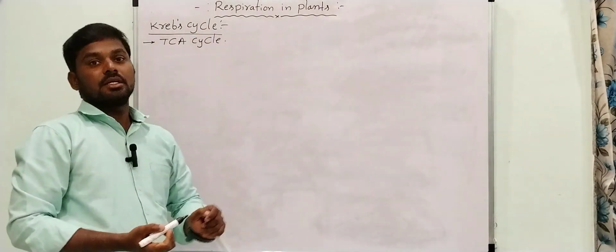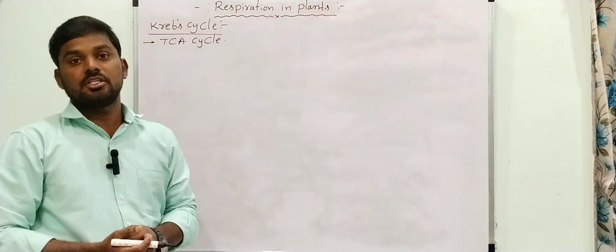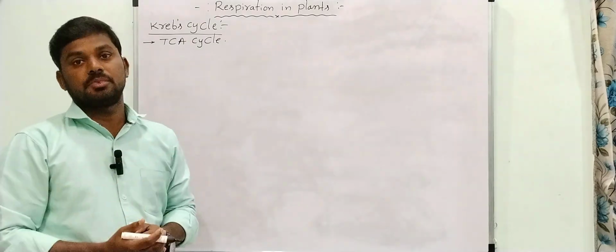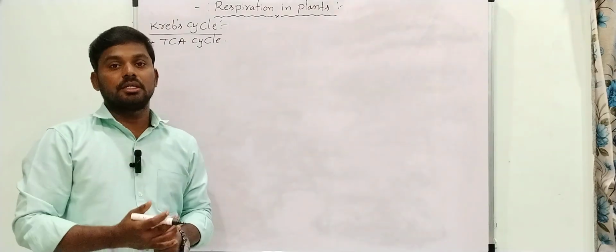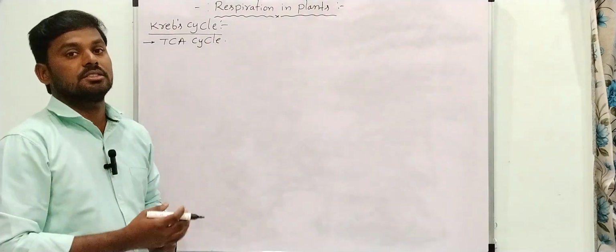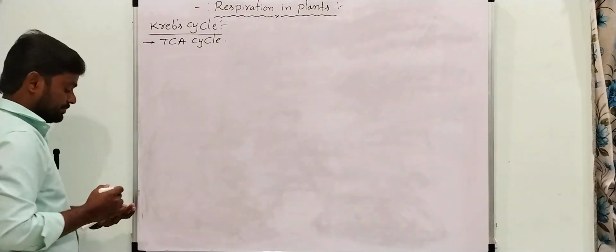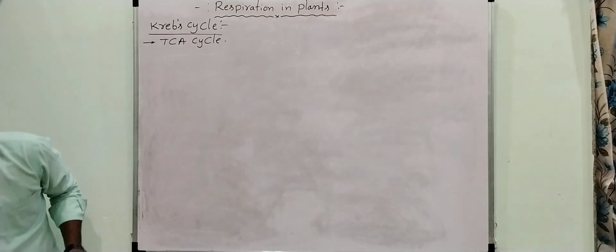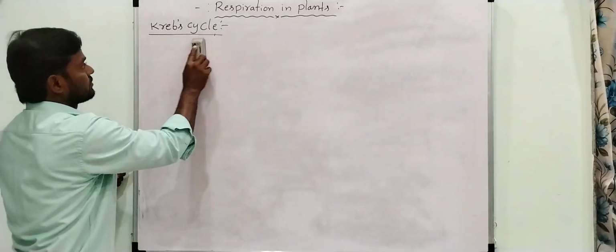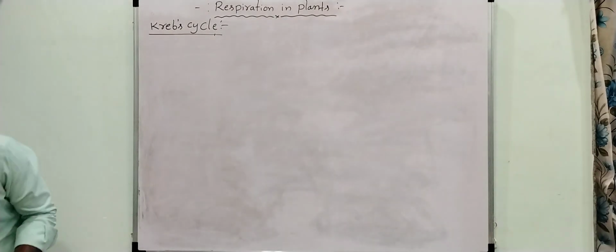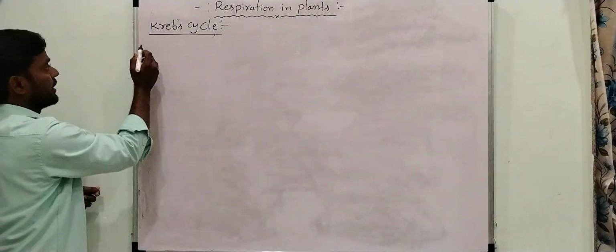So in this Krebs cycle, 10 reactions participate and 10 enzymes also participate. I will tell you what the 10 enzymes and 10 reactions are in this Krebs cycle one by one.